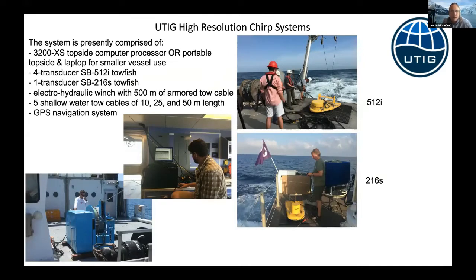And multiple different ways to collect the data. So we have both a 512i, which is the bigger one, from 0.5 kilohertz to 12 kilohertz, and a 216 from 2 kilohertz to 16 kilohertz, 4 and 2 transducers. We have both the old school big topside for the big unit, as well as a small portable topside for the little unit, and we have a marine winch that can tow and communicate, especially if you're going to deep tow the big CHIRP. So those are our basic systems.